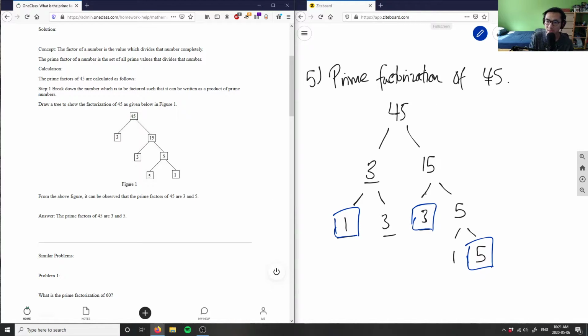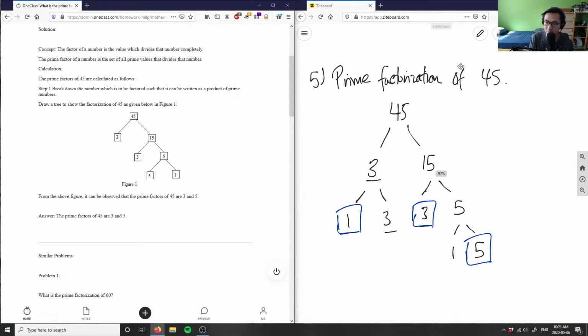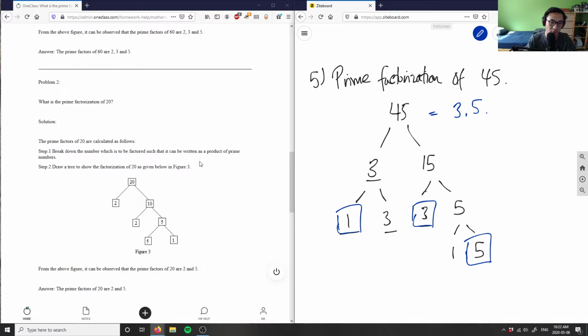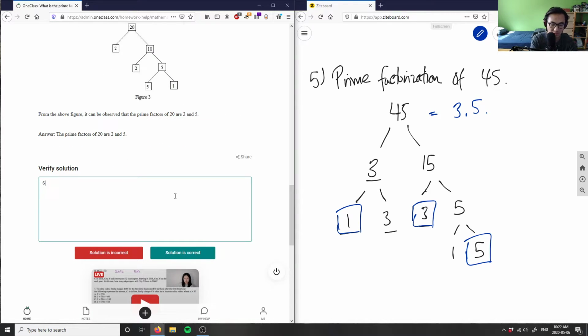So we can say here equals 3 and 5. Or 1, 3, and 5. 3 and 5 works as well. 1 usually doesn't count as a prime factor because it's assumed that 1 is a factor of all numbers except 0. So the solution is correct. And good analysis.